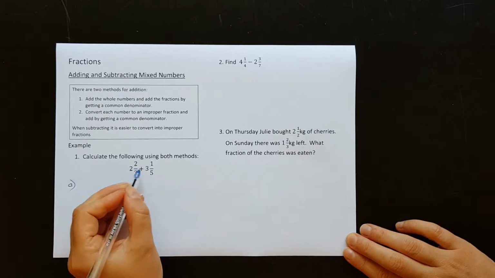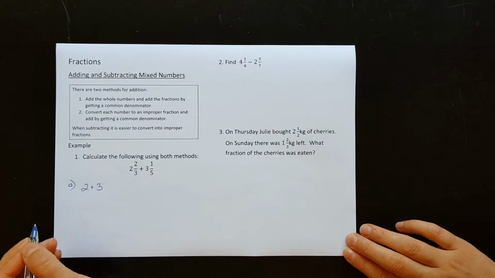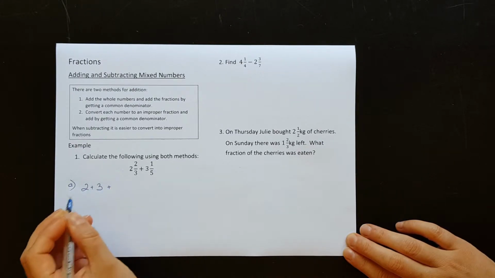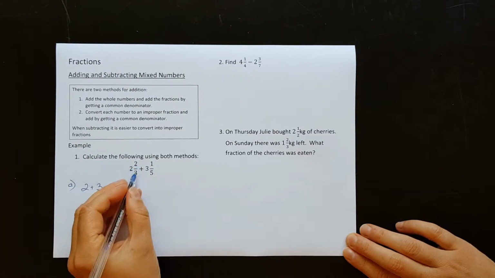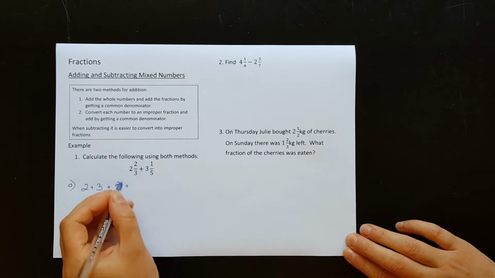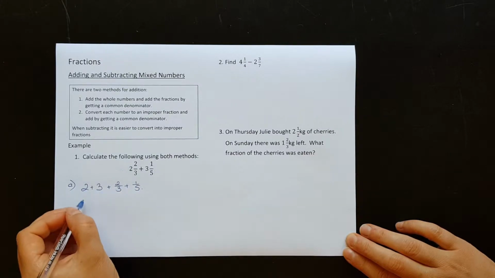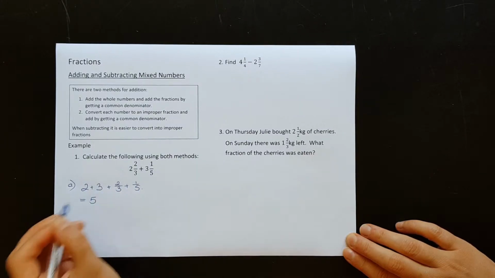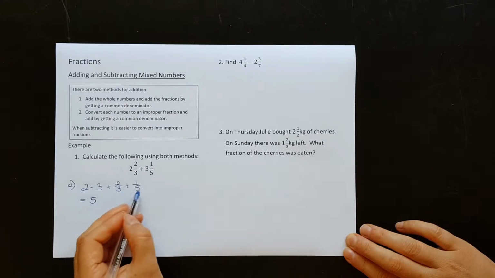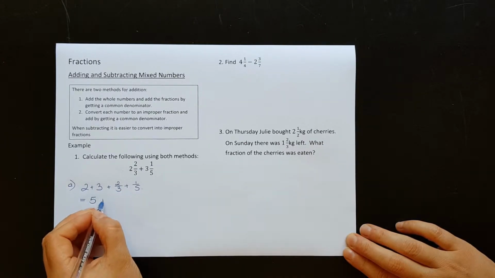Okay, so my whole numbers are 2 and 3. So I'm going to go 2 plus 3. They're my whole numbers. And then I'm going to add my fractions. This part here was 2/3 plus this fraction 1/5. Okay, so 2 plus 3, that's really easy to do. That's 5. Now we want to add these fractions together like we learnt last lesson by getting a common denominator.